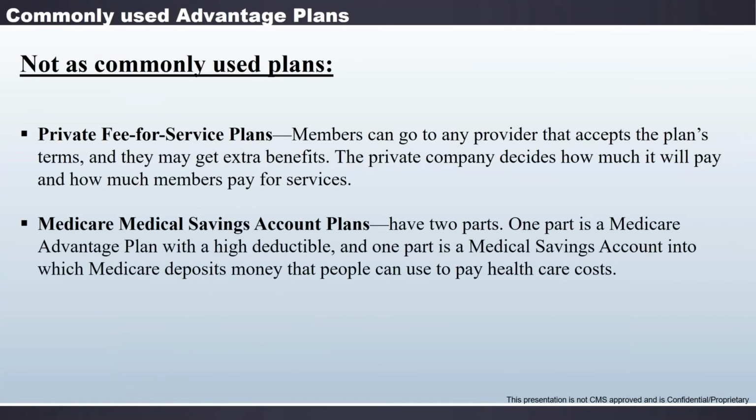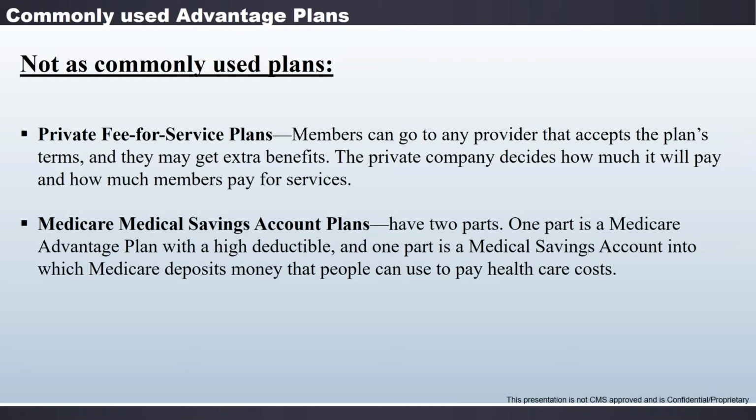And we wanted to touch base on these that are not so commonly used. You'll see that even though we covered the fee-for-service plan, where the member can go to any provider that accepts the plan's terms, and they may get those extra benefits, a private company decides how much it will pay and how much the member will pay for the service. And the key thing there is that the doctor or the hospital also had to agree on each visit whether or not they would accept the plan. Not a common plan. Usually think of rural areas where there were no real HMO PPO networks.